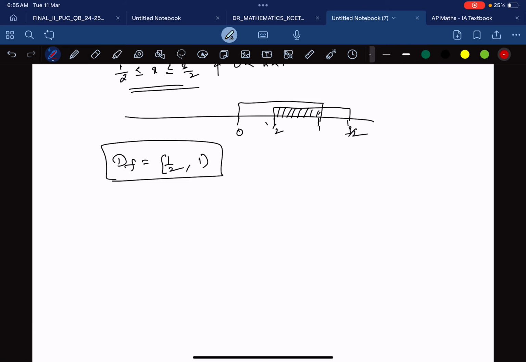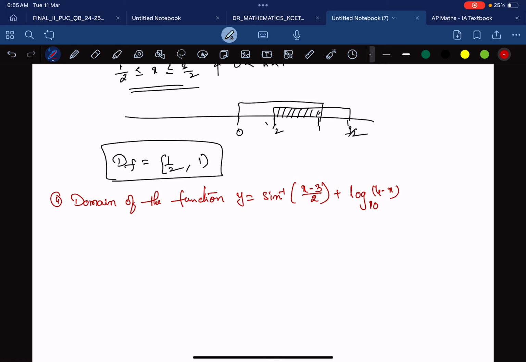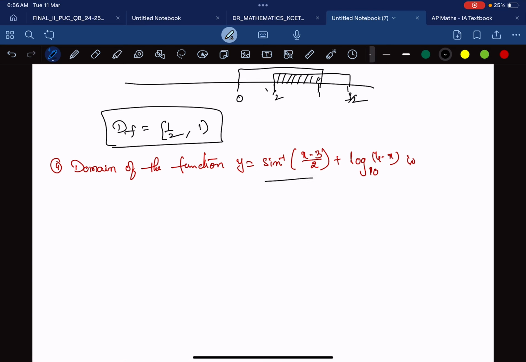Domain of the function y is equal to sine inverse of x minus 3 by 2 plus log of 4 minus x base 10. So here we have two functions, one in terms of sine inverse and one in log. So we know that sine inverse x lies between minus 1 to 1. So minus 1 less than or equal to x minus 3 by 2 less than or equal to 1, and 4 minus x is always greater than 0.